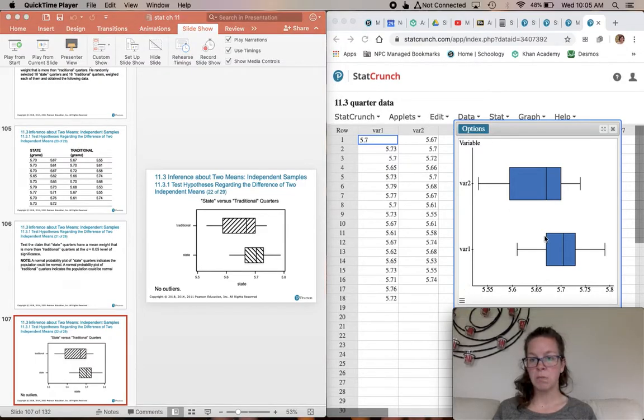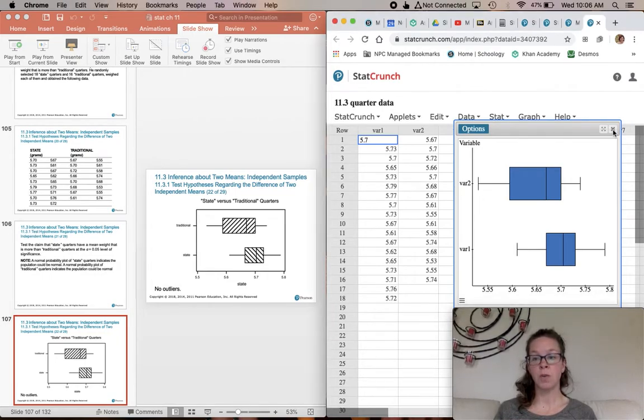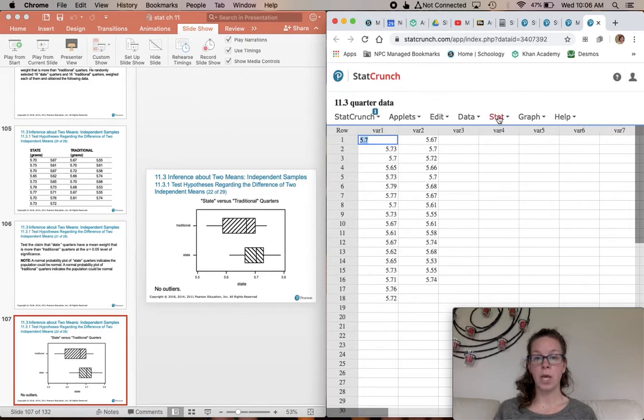So possibly the second one, that's actually VAR1 it says. So that is the state quarters. The state quarters look like they might be a little bit more symmetric. The traditional quarters are a little bit skewed, with a little bit of a pull to the left-hand side there. But it's okay if they're not normal. We just need them to not have outliers. So once we've confirmed that, then we're going to go ahead with our analysis.